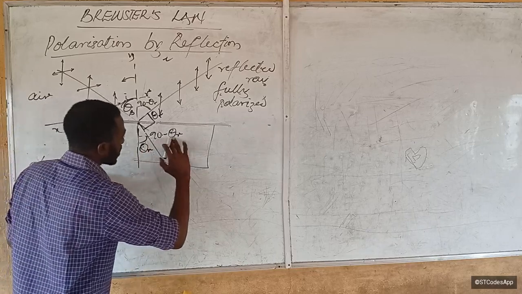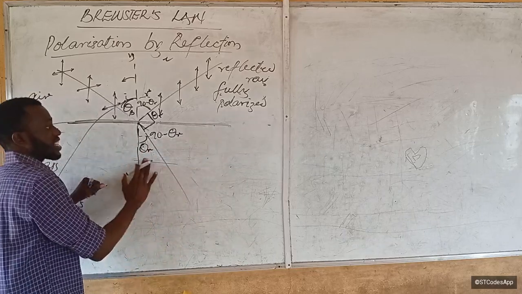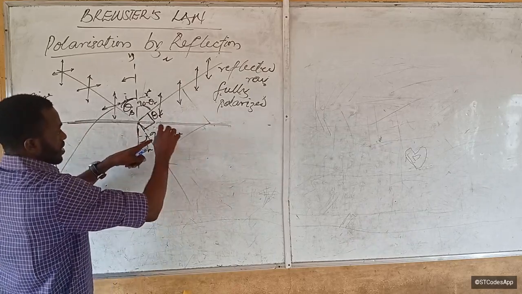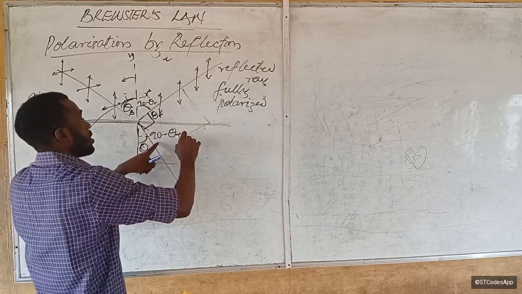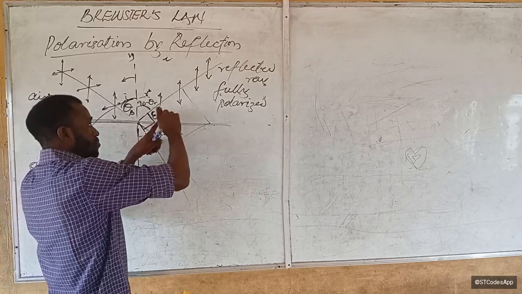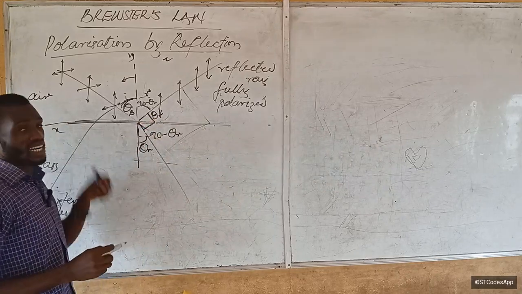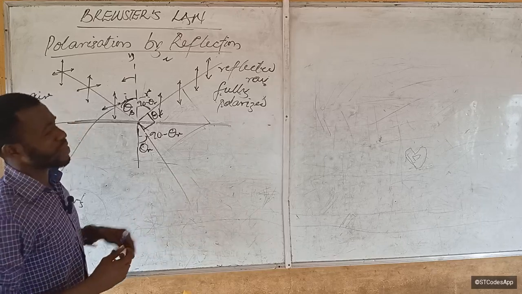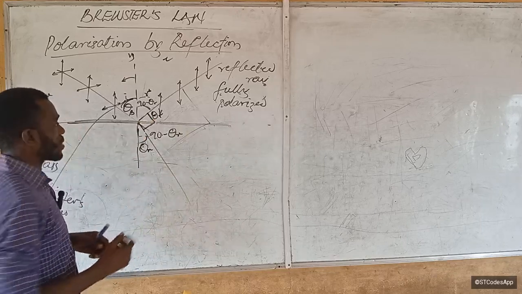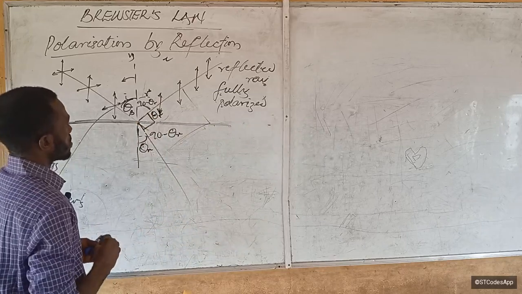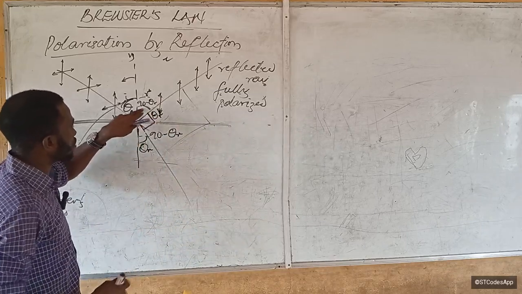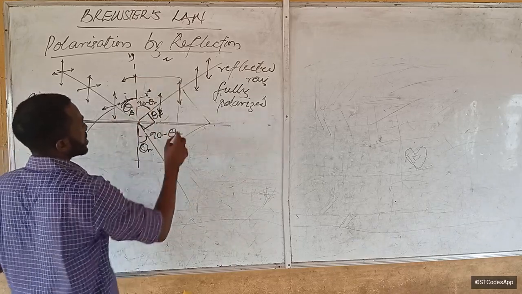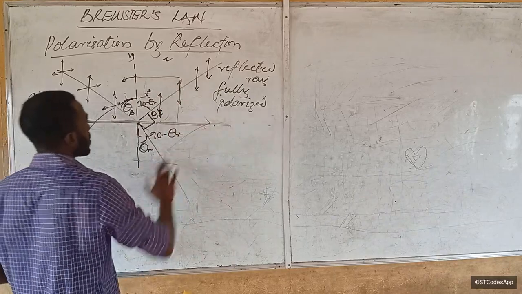So this will be 90 minus theta, okay? If that's the case, from here to here is another 90 degrees, right? So if this is 90 minus theta, then this must be theta. If this is 90 minus theta, this must be theta r. Then if this is theta r, then this must be 90 minus theta, because we have another 90 degrees here. I hope that is clear now, okay?